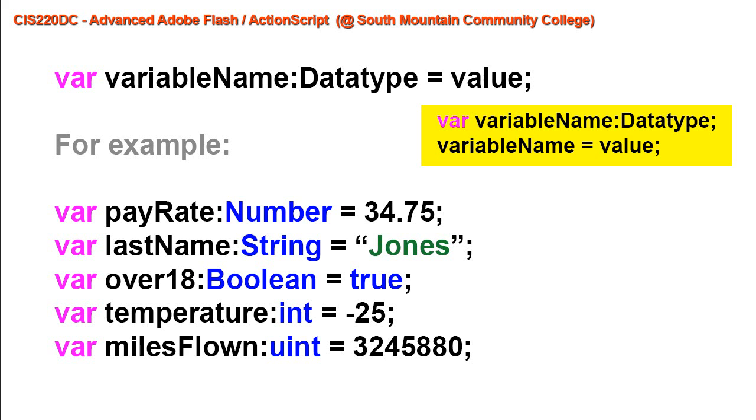Those two different statements, declaring our variable, which you see there in the yellow box, and then assigning a value to it in a subsequent statement, can all be accomplished in the same statement. This is called an initialization statement. So we can declare a variable and give it an initial value. The format there is var, the variable name, colon, data type, equals value. Oh, and don't forget the semicolon. So here are some examples of taking those two previous slides and combining them. So we have var payRate number equals 34.75, or var over18 Boolean equals true.